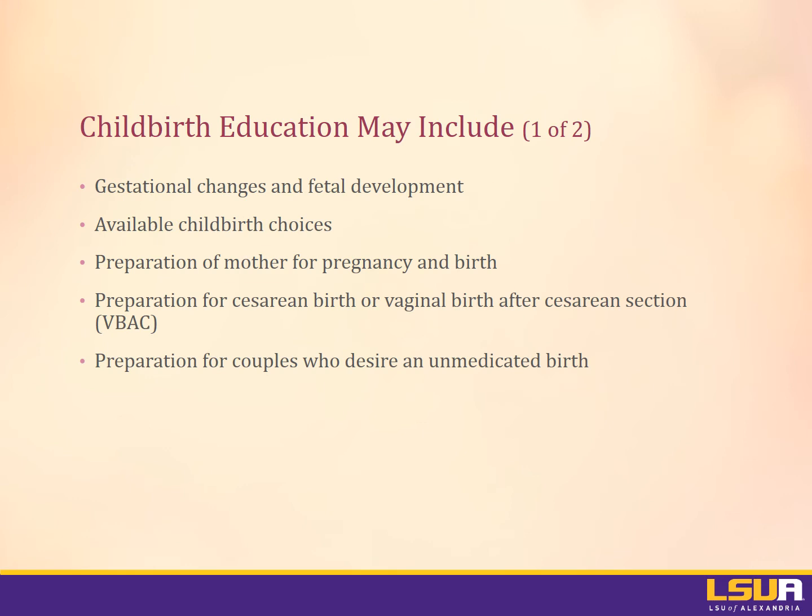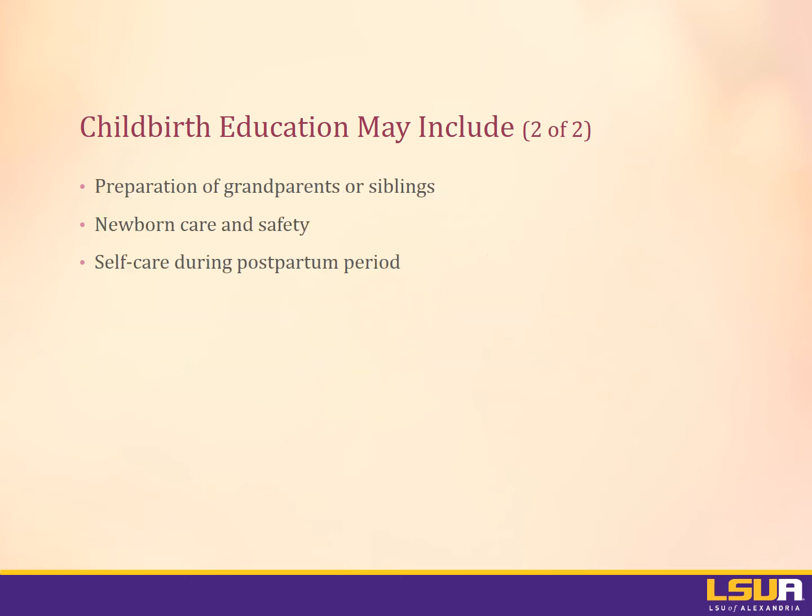These things may include changes in fetal development, childbirth choices, preparation of the mother for pregnancy and birth. If she's choosing to do a vaginal birth after a cesarean section, we want to make sure we give her good, clear information about that. And preparation of couples who choose to have a natural childbirth without medication. We may also offer preparation of grandparents and siblings, newborn care and safety, as well as self-care during the postpartum period.